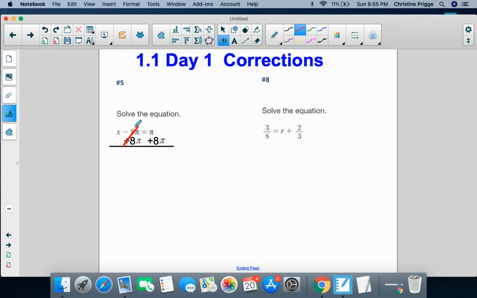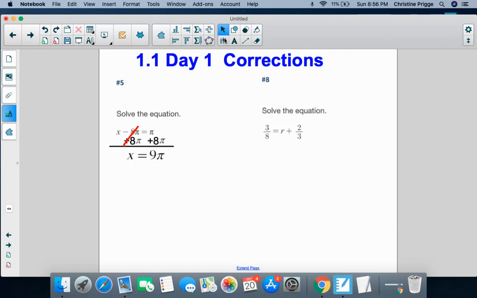the 8 pi on that side of the equation. Only thing I have left is the x, because 8 pi's minus 8 pi's is 0 pi's. And then on the other side of the equation, I actually have 1 pi plus 8 more pi's. Altogether, 1 pi and 8 pi's give me 9 pi's. So my answer is x equals 9 pi's.